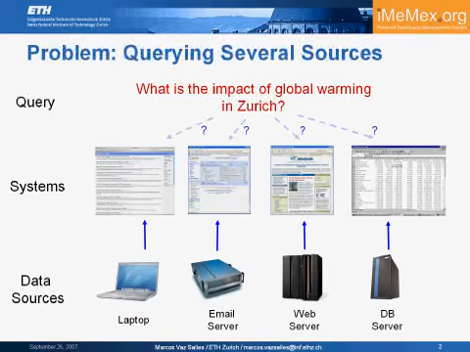The problem we're looking at is the problem of querying several sources. Suppose you have a number of data sources which contain structured and unstructured information, such as a laptop, an email server, a web server, a database server. Each of these data sources is accessed by a specialized system. The query we want to answer is, what is the impact of global warming in Zurich, the city I currently live in? The problem of querying several sources is an old problem, and a number of solutions are available.